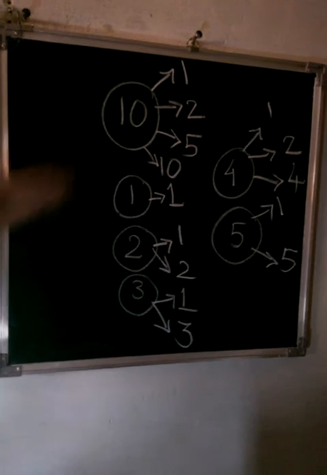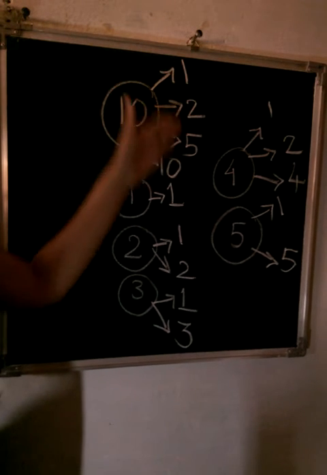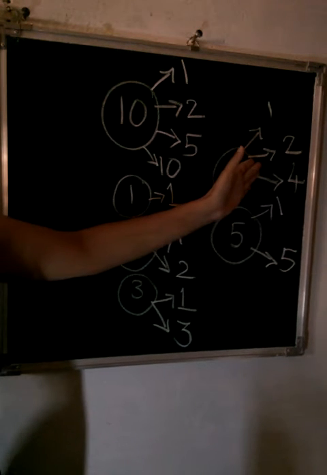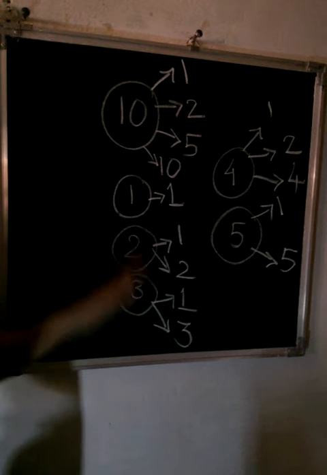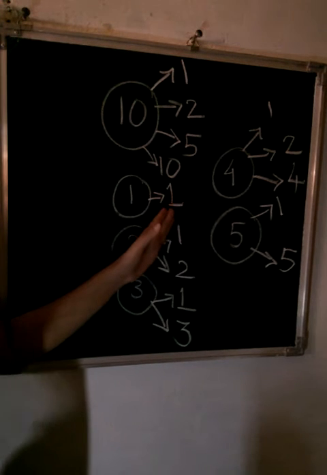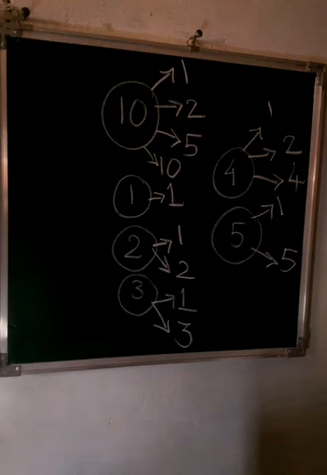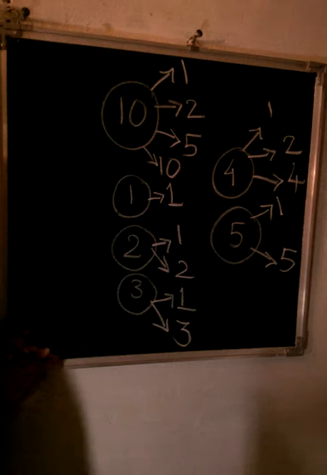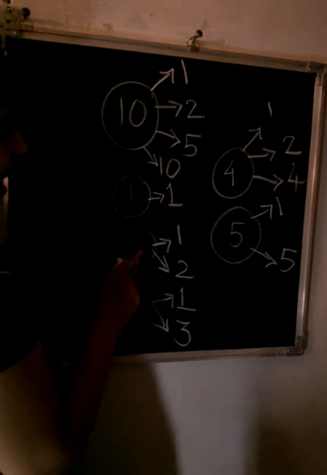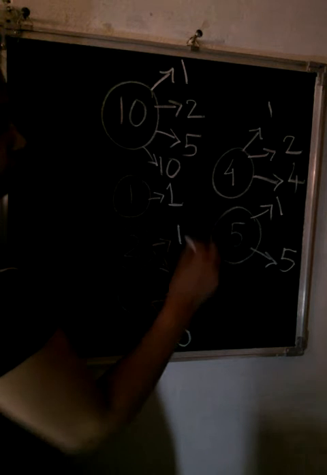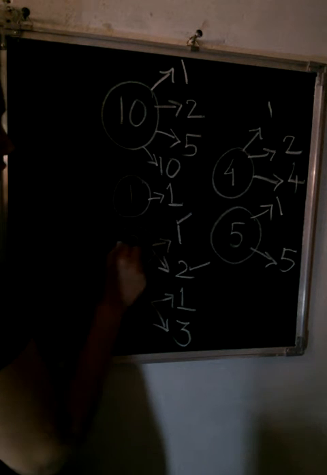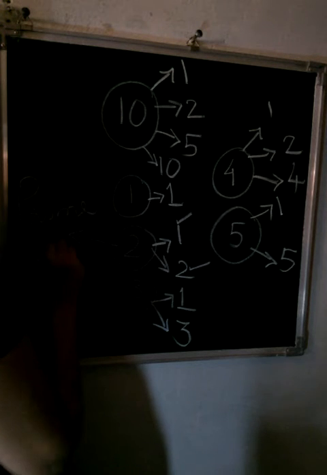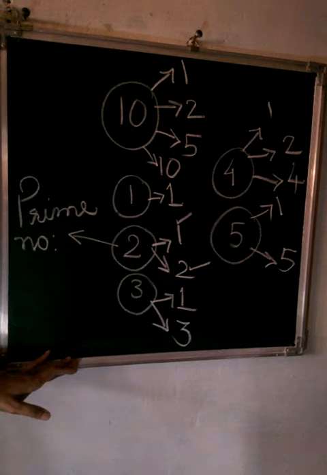So we see some numbers have many factors. Some numbers have 4 factors, some have 3 factors and some have only 2 factors, and there is a number which has only one factor, that is the number itself. On the basis of the number of factors we can classify numbers. If a number has only 2 factors, that is 1 and the number itself, then it is known as a prime number.